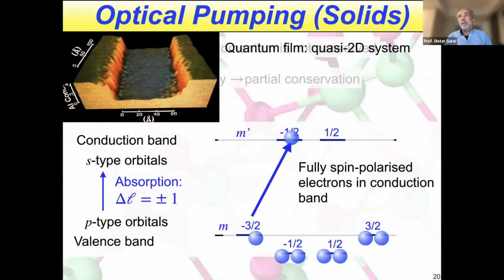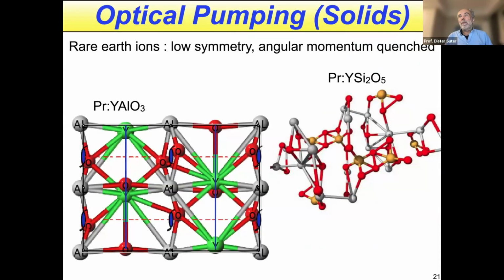So this was for gallium arsenide, which still has a relatively high symmetry. If we go to systems with even lower symmetry, like rare earth ions, where you have not only a stronger interaction with the crystal field, but you also have a larger number of electrons, you can completely quench the angular momentum of the electrons. So in this case, optical pumping does not work anymore, at least not in the same way.